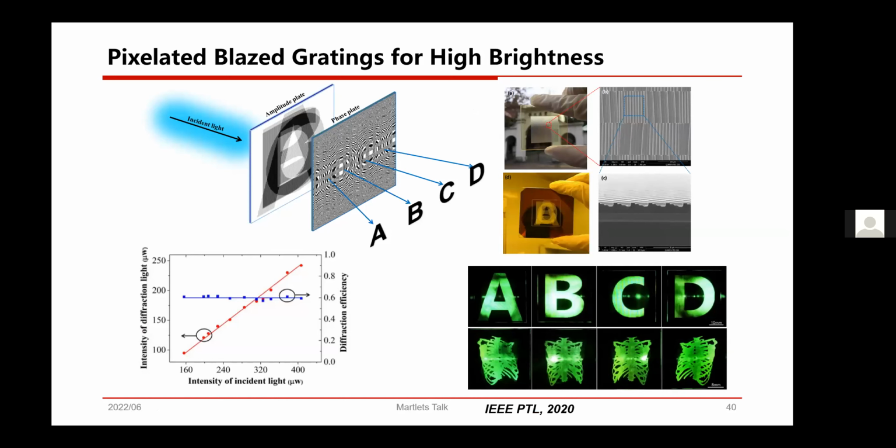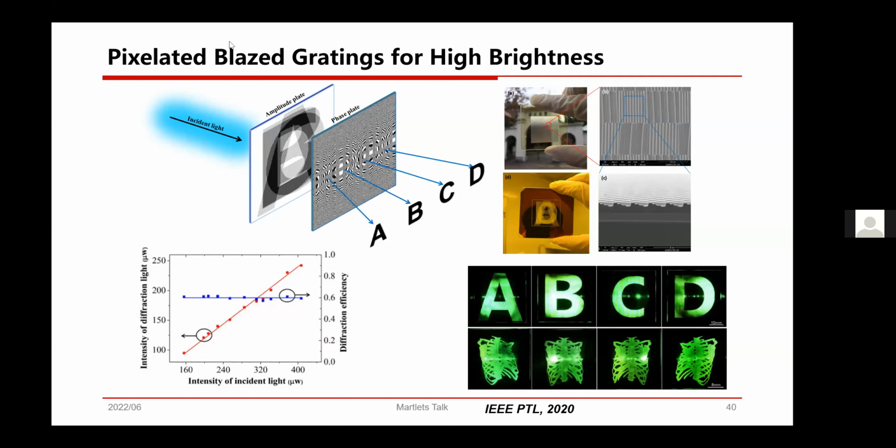There is another issue we need to tackle, because for 2D metal gratings, the light efficiency is not very high. For example, the theoretical limit for nanogratings is about 40%, and in experiment, it's about 20% diffraction efficiency. It's not enough for us to use nanogratings for our daily life usage.